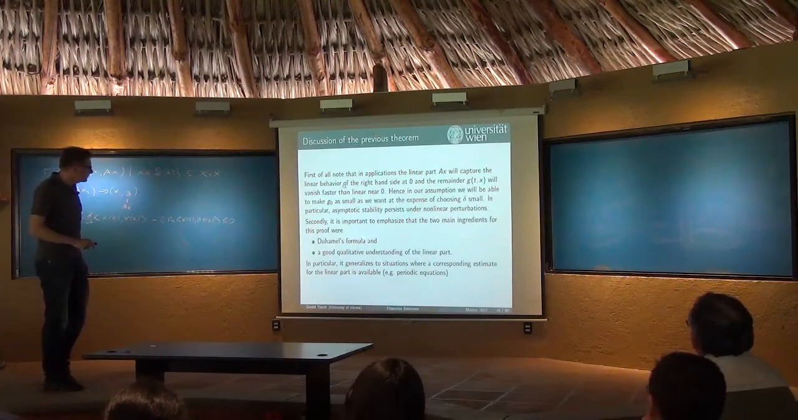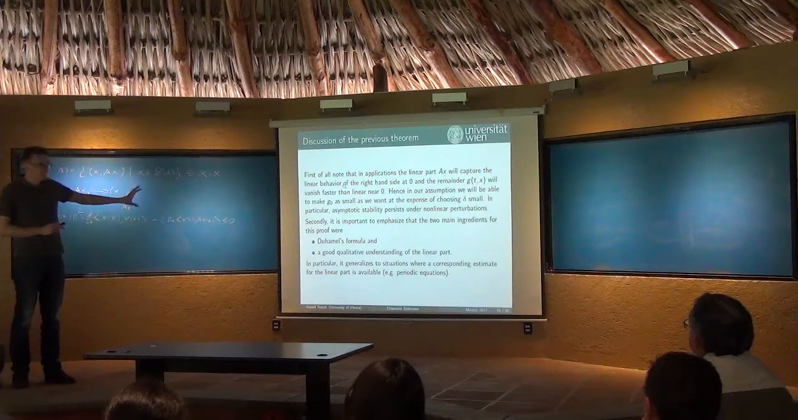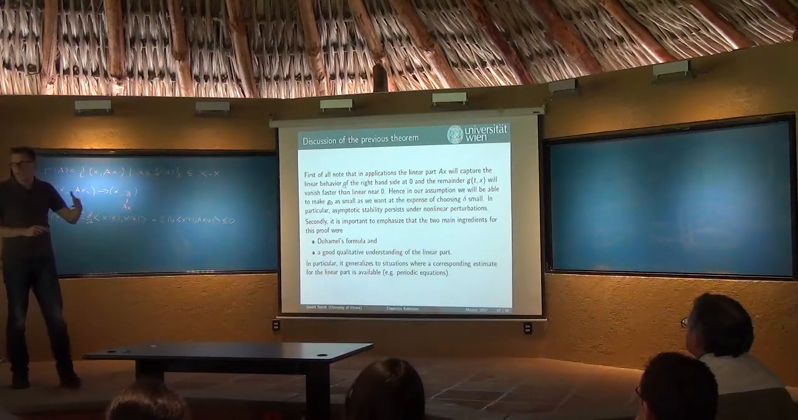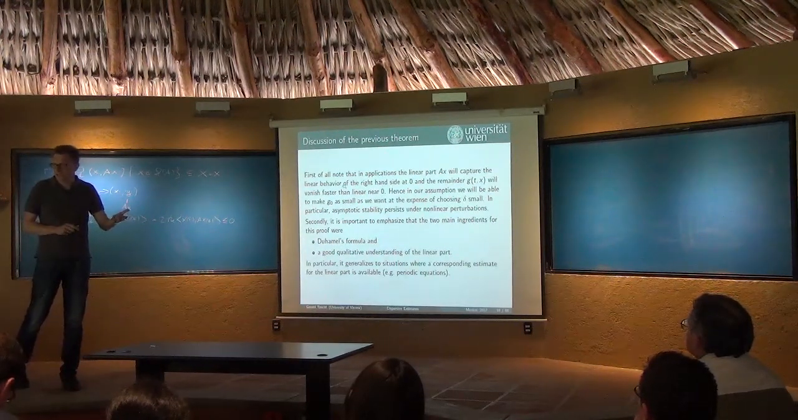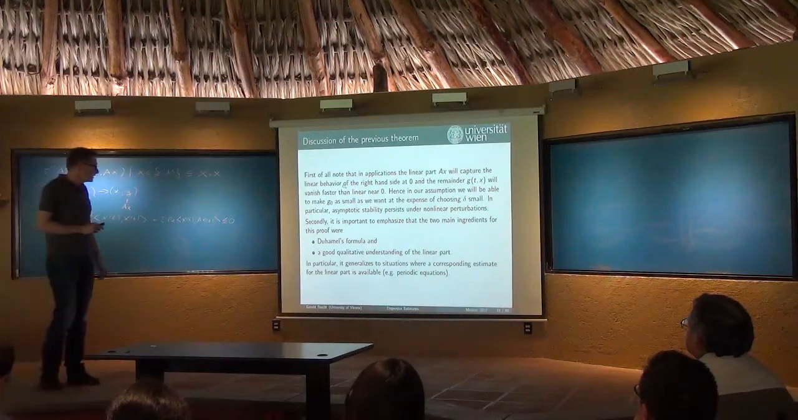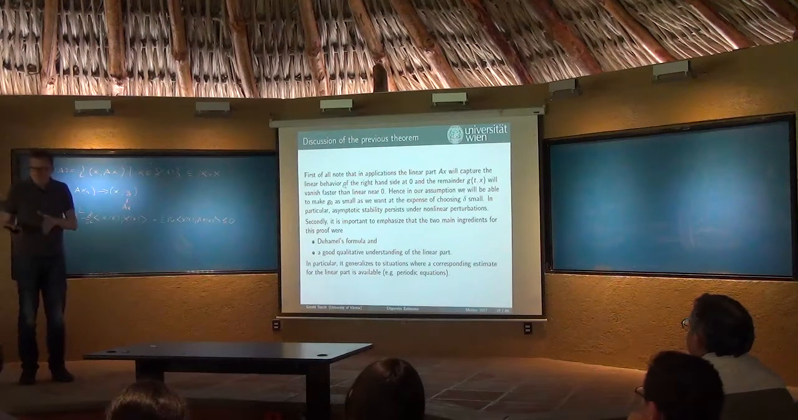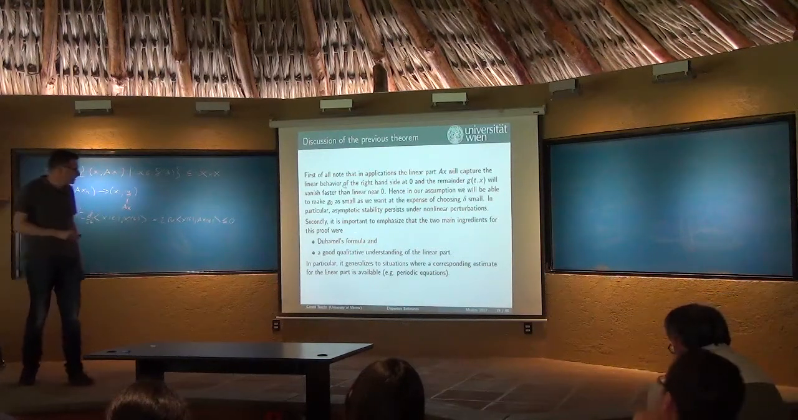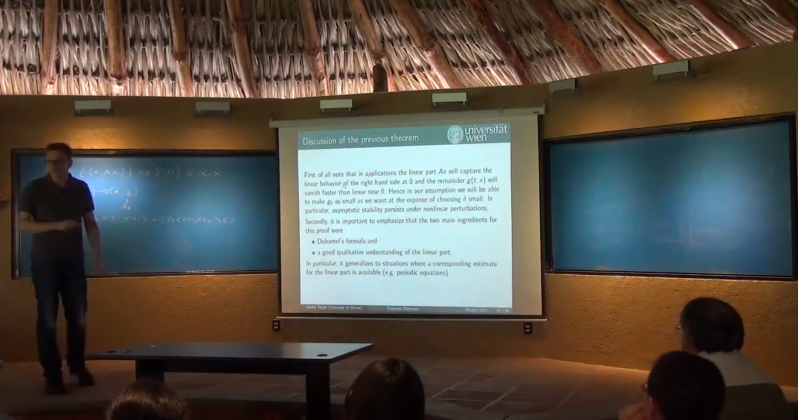So that shows that asymptotic stability persists under nonlinear perturbation in a small neighborhood. And again, let me re-emphasize, the important thing was using this Duhamel formula, rewriting everything as an integral equation, and then estimating and playing with this integral equation. And the second ingredient in this proof was a good qualitative understanding of the linear part.